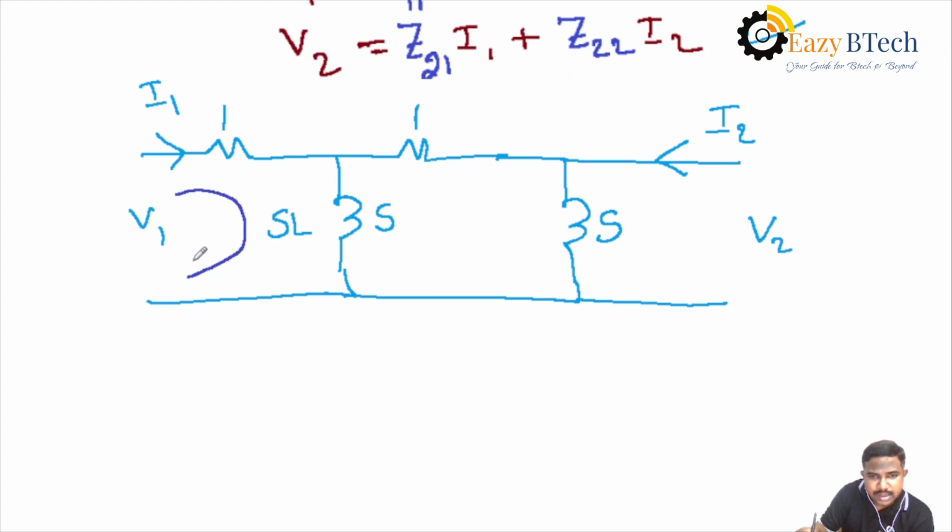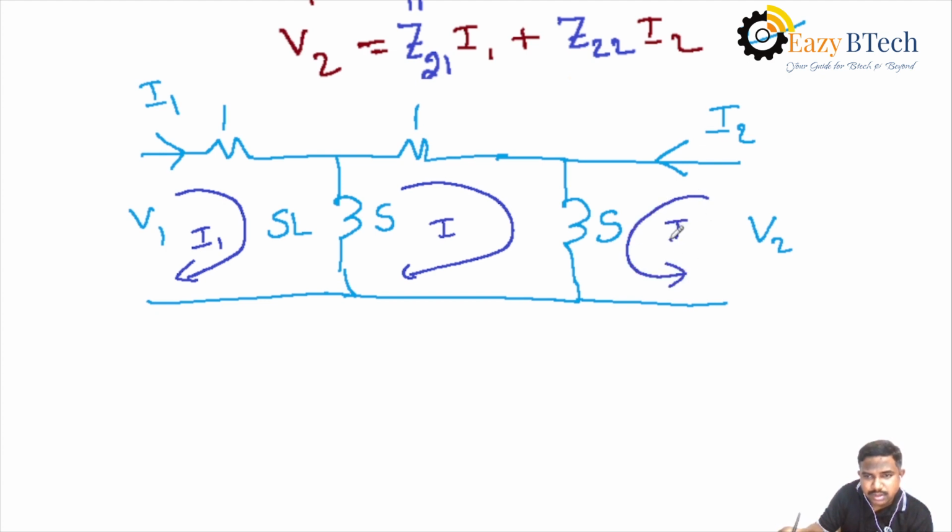Okay. I am considering the loop currents. The first loop is I1, the second loop is I, and the third loop is I2. Already we know the directions of I1 and I2, so you can take the same directions of I1 and I2. Then what is the first step here?